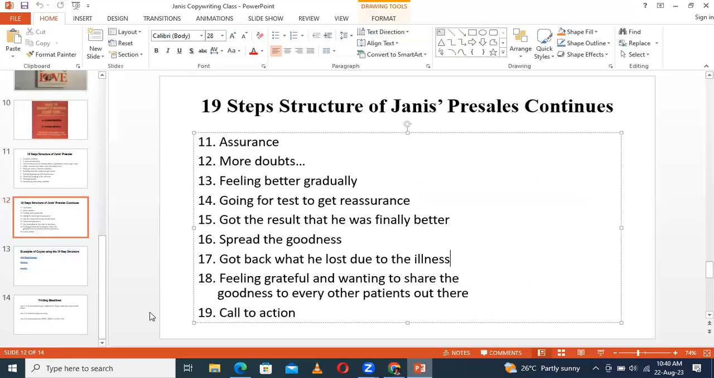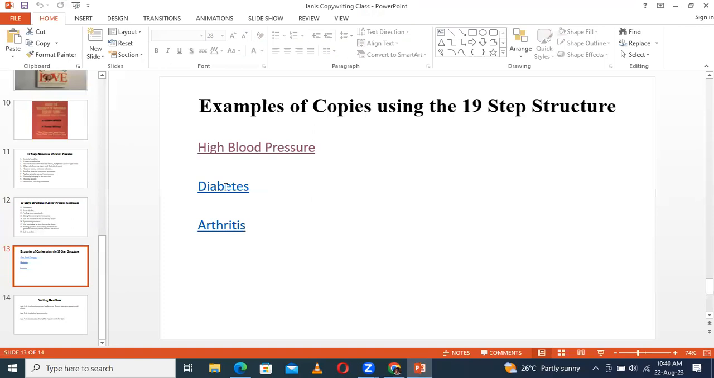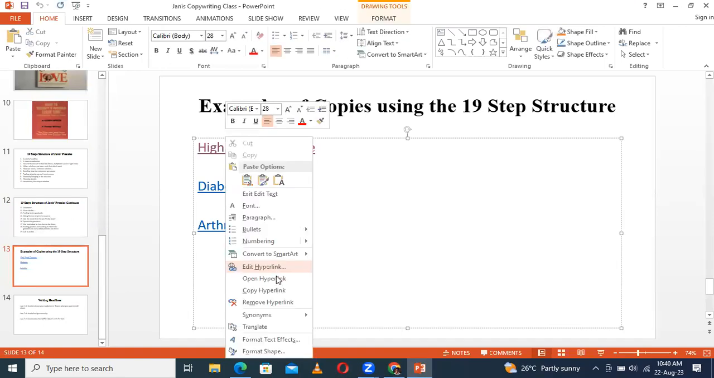So let's do the two other ones now. So let's do diabetes now. We've done high blood pressure.